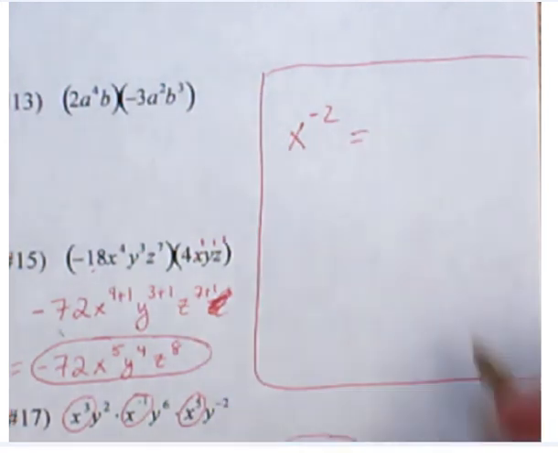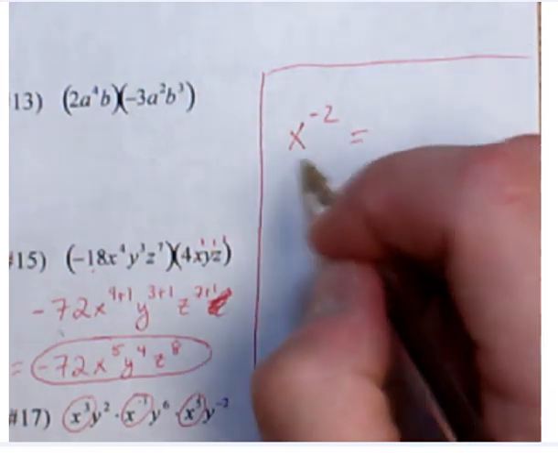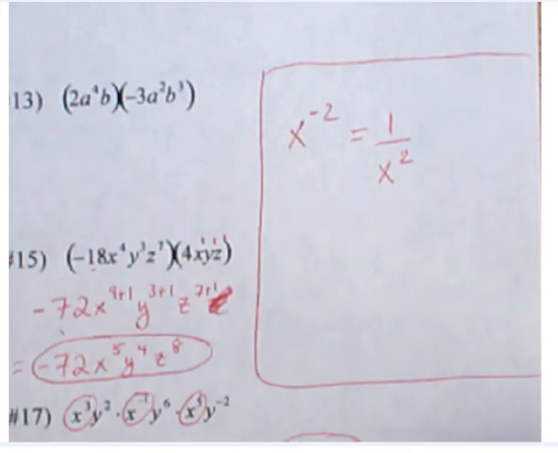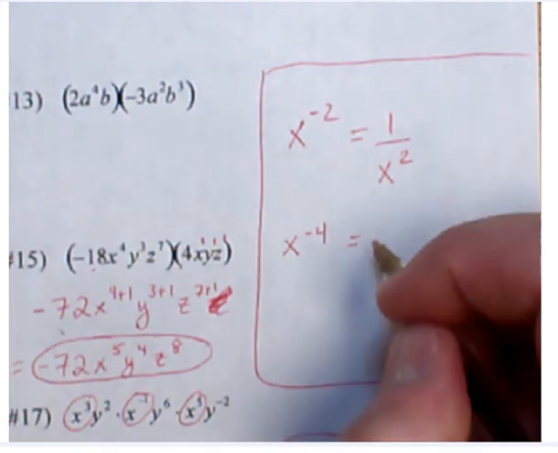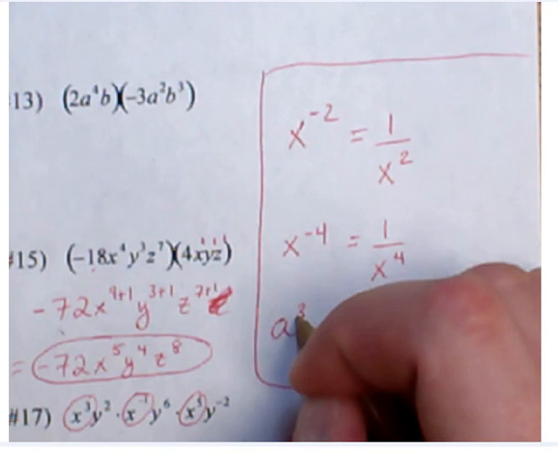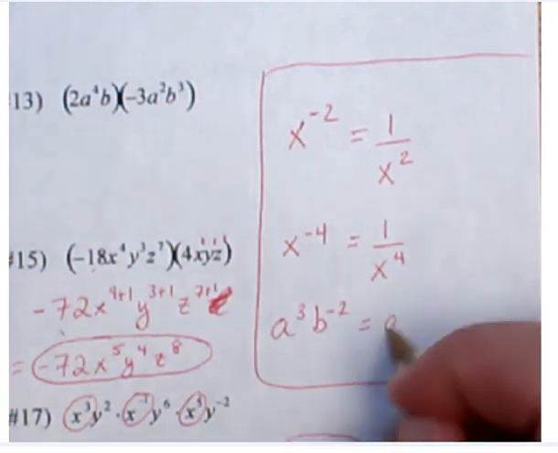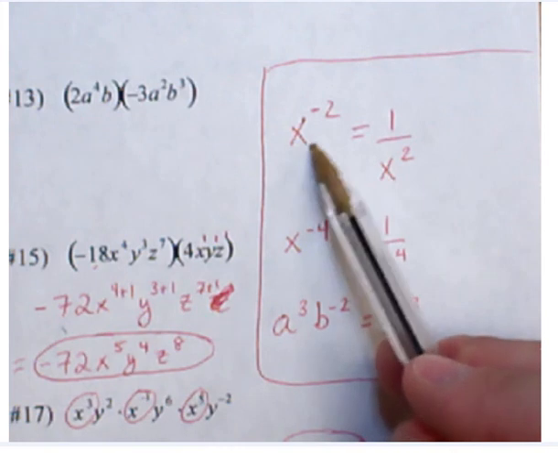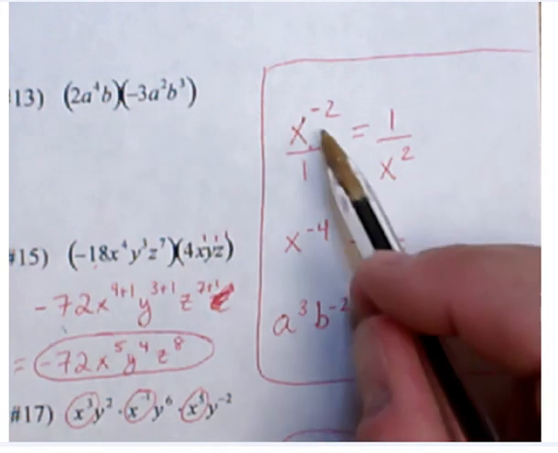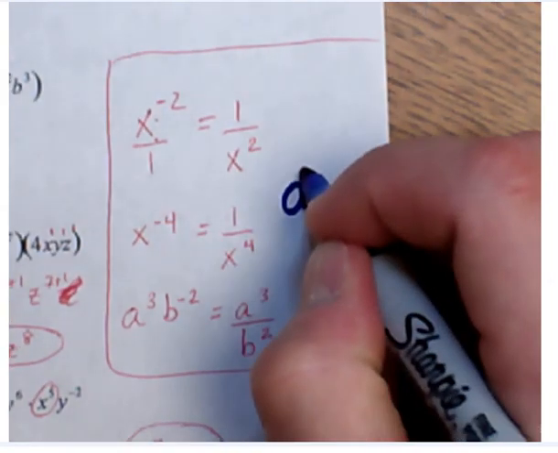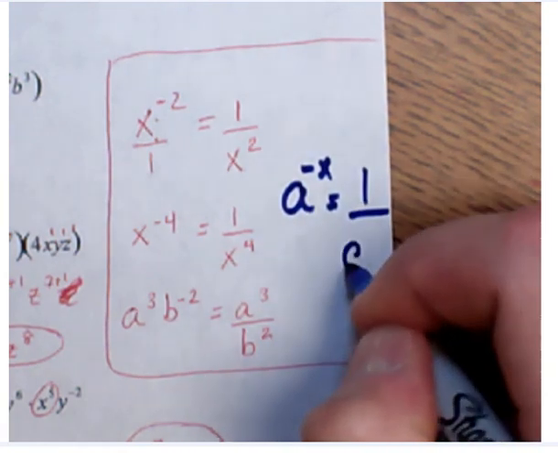What we do, there's a rule that says you can write this, if you think of this as a fraction, we're going to write that as 1 over x to the 2nd. Those are actually the same. If your answer was x to the -4, we would write that as 1 over x to the +4. If you had a to the 3rd, b to the -2, we would write that as a to the 3rd over b raised to the +2. With a negative exponent, it's kind of like you flip it. You move it from the numerator down to the denominator. If I thought of that as a fraction, I would move this x to the -2 down to the denominator, and it becomes positive. So the overall rule is a to the -x equals 1 over a to the +x.